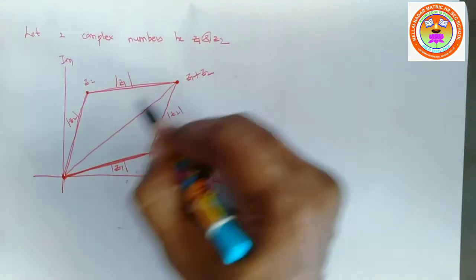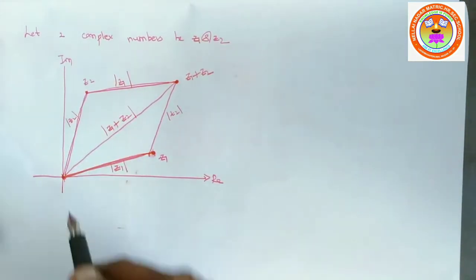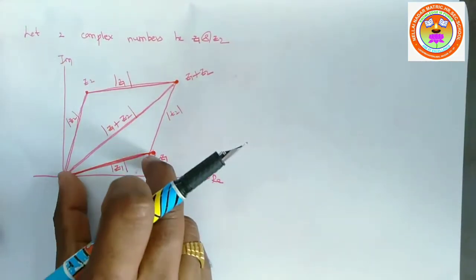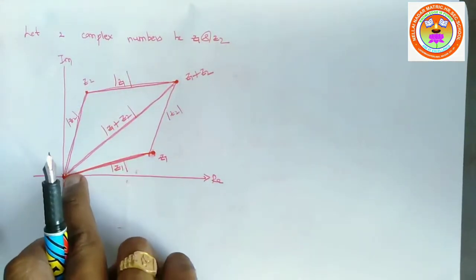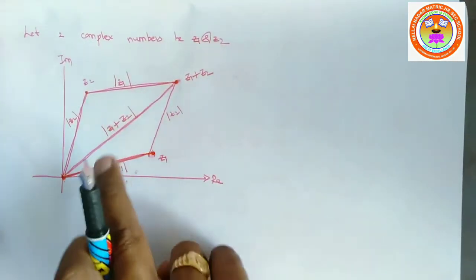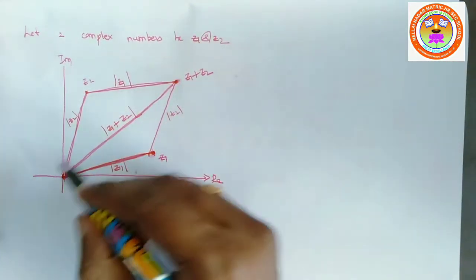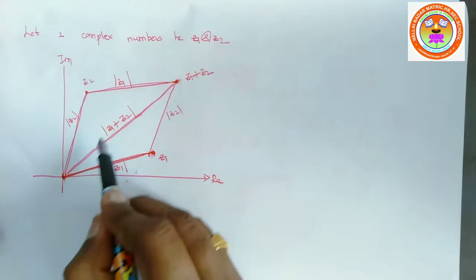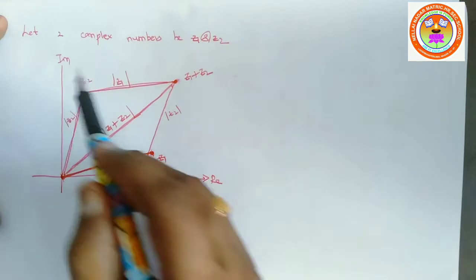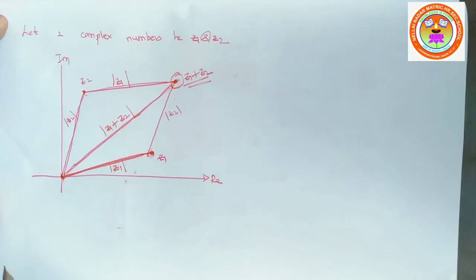So I need to join this one. The distance will be modulus of z1 plus z2. This is the z1 point, this is the z2 point, the distance is modulus of z1, this is modulus of z2. Draw a line parallel to modulus of z1, and a line parallel to modulus of z2. Draw a triangle. So this is the resultant distance between z1 and z2. You can add modulus of z1 and modulus of z2, that's all. So summing gives the distance for z1 plus z2. This is the point z1 plus z2.